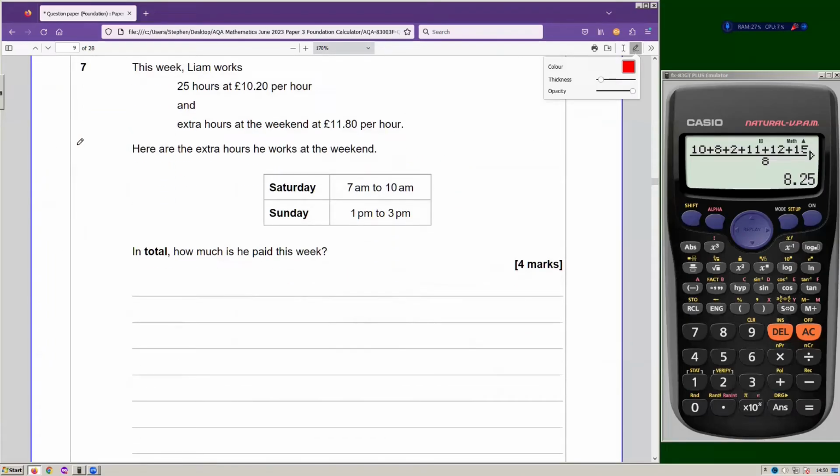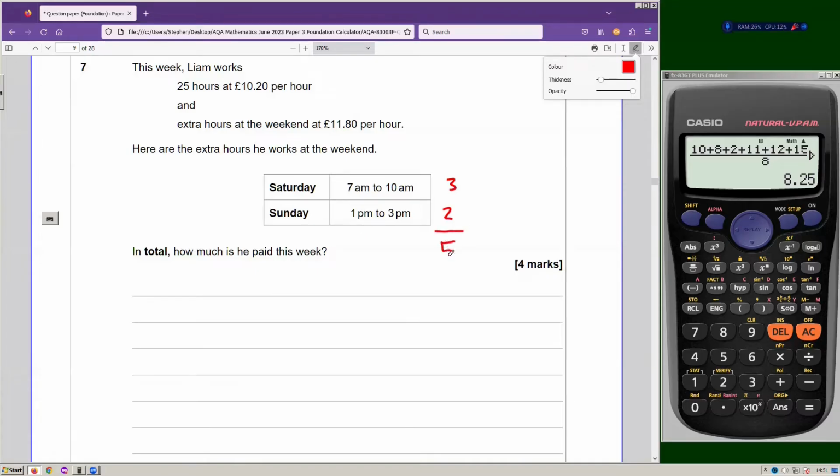Question 7. This week, Liam works 25 hours at £10.20 per hour and extra hours at the weekend at £11.80 per hour. Here are the extra hours he worked at the weekend. 7 a.m. to 10 a.m. on Saturday, 1 p.m. to 3 p.m. on Sunday. So that's the next one. I'm just going to put them in because I know what they're going to ask. This is 3 hours there. In total, how much has he paid this week?